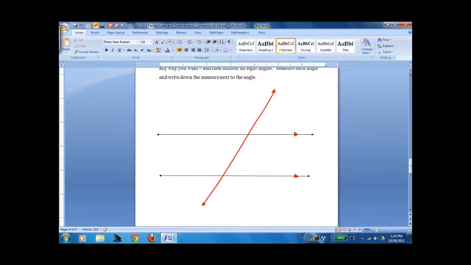I did it, and I measured this one. I got about 50 degrees. And I'm purposely picking nice, easy numbers. 50 degrees here, 50 degrees here, 50 degrees here. Over here, I got 130 degrees, 130 degrees, 130 degrees, 130 degrees.